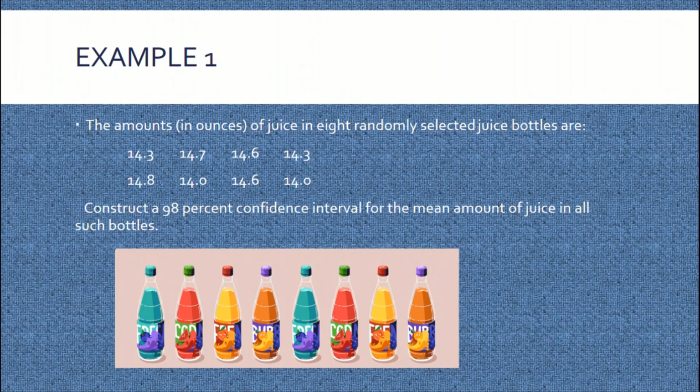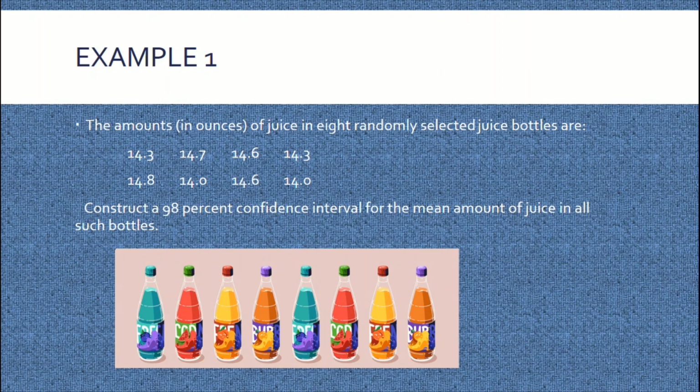In our first example, the amounts in ounces of juice in 8 randomly selected bottles are 14.3 ounces, 14.7 ounces, 14.6 ounces, 14.3 ounces, 14.8 ounces, 14.0 ounces, 14.6 ounces, and 14.0 ounces. Construct a 98% confidence interval for the mean amount of juice in all such bottles. The main aim of this problem is to identify the data.